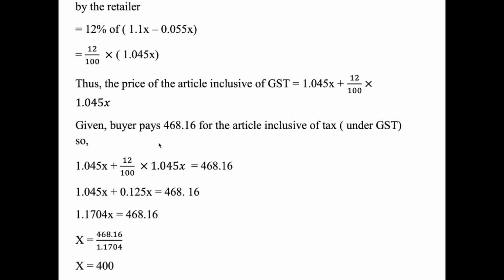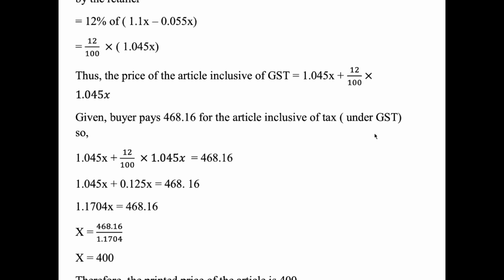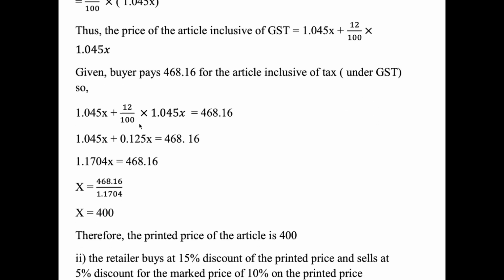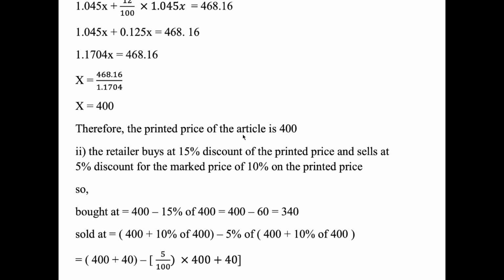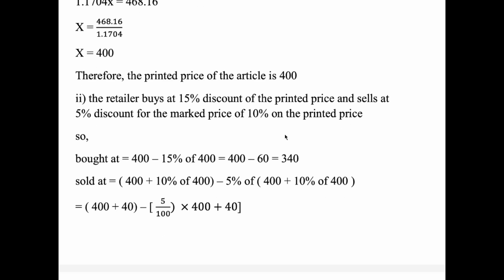Now the buyer pays 468.16 for the article inclusive of tax under GST. So as per the condition, 1.045x plus 12% of this figure is equal to 468.16. After a little bit of simplification, a few steps, you will get x is equal to 400. So therefore the printed price of the article is 400. Now come to the second part.